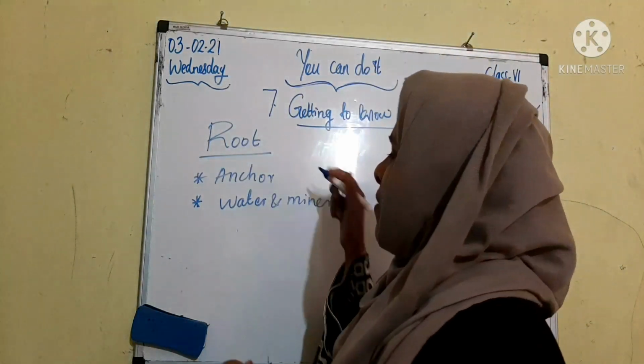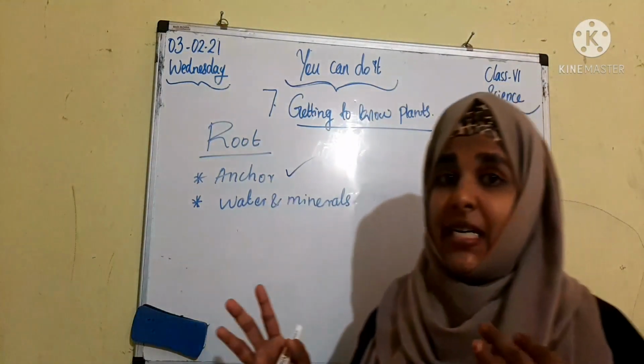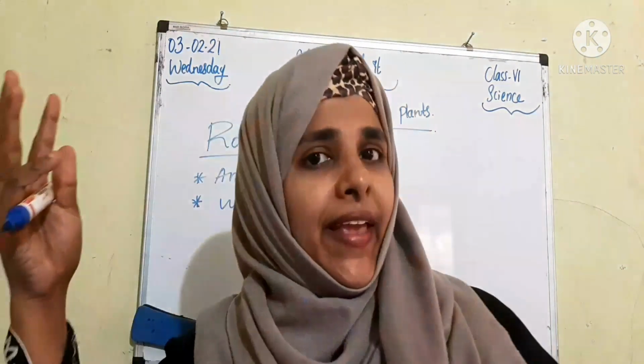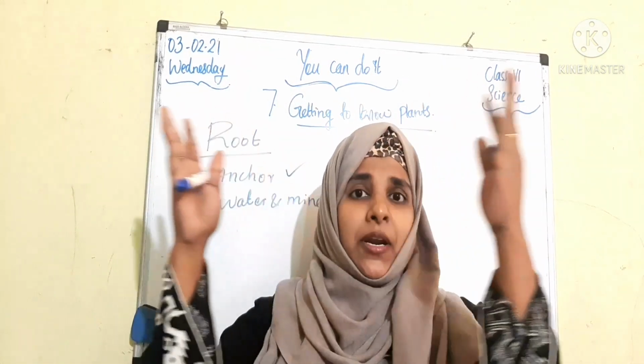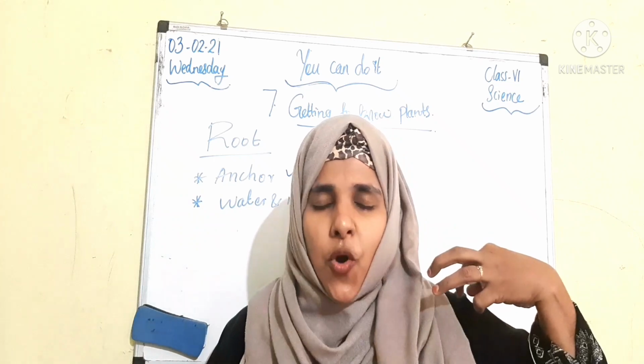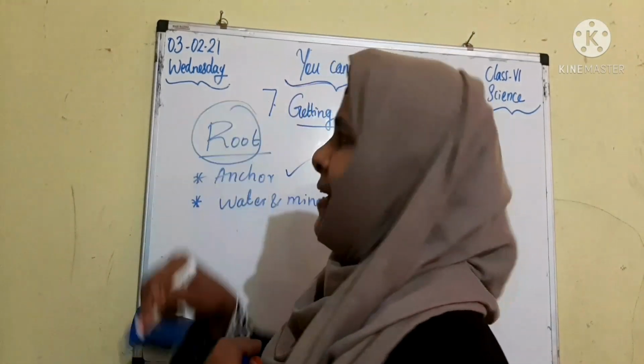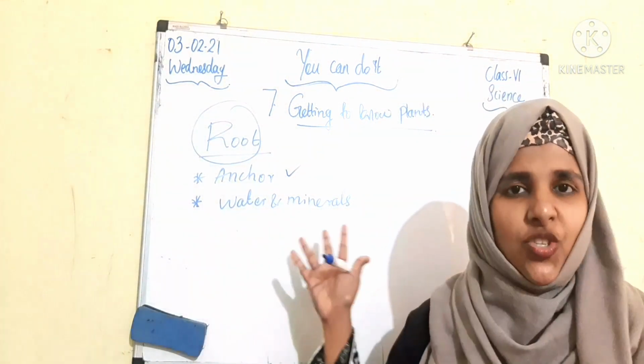Okay. And what is another function of the root, children? We know that water and minerals are transported from the soil to different parts of the plant through the stem. So the main absorption of water and minerals from the soil is done by the root. Clear? These are the main functions of the root.